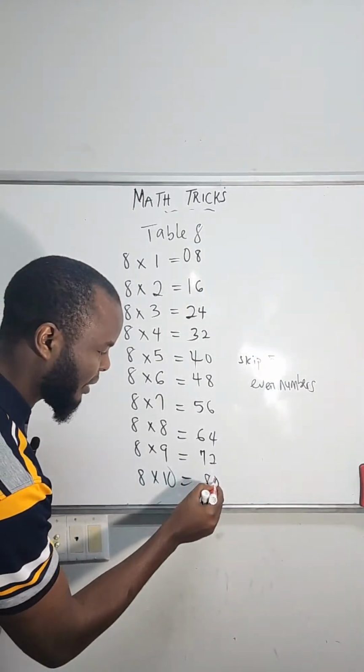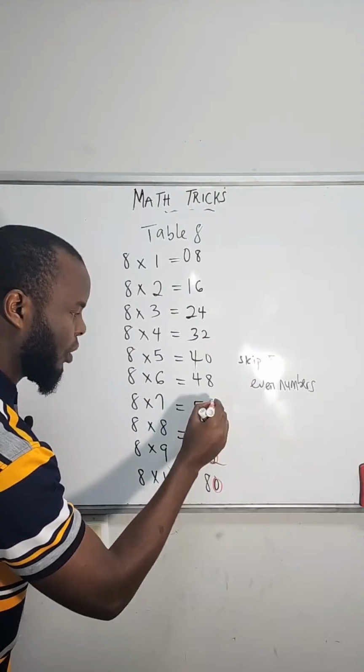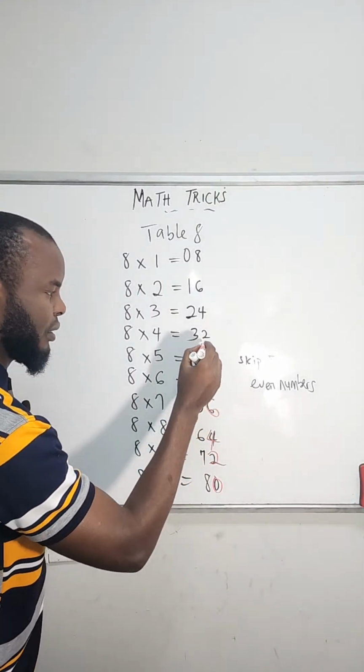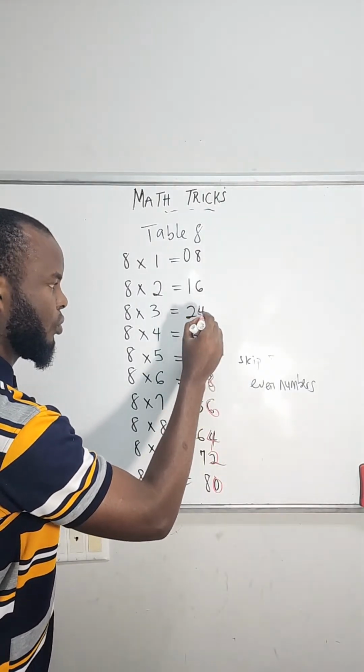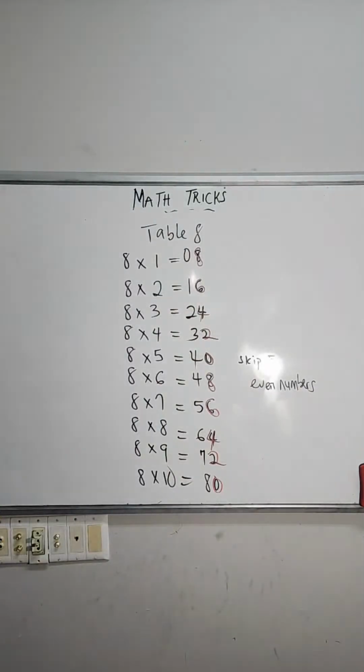Let me write this in red pen. 0, 2, 4, 6, 8, 0, 2, 4, 6, and 8. This is what we've got.